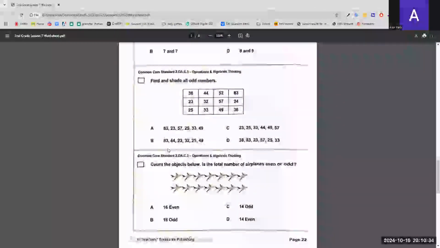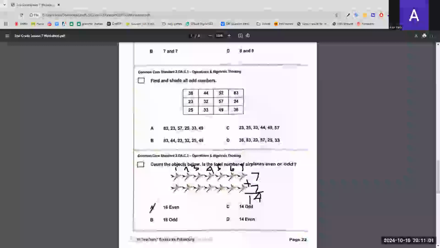All right, count the objects below. Is the total number of airplanes even or odd? So let's count the numbers in the first row. 1, 2, 3, 4, 5, 6, 7. There's 7 here, which means there's also 7 here because it's the same number in both. If you add that up, that would get 14 total airplanes.